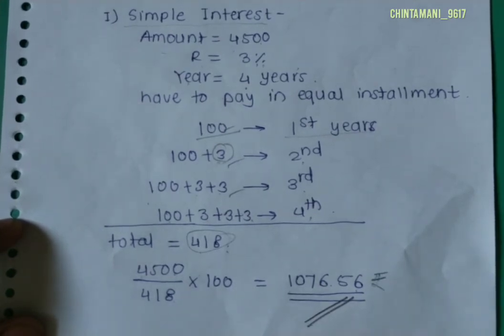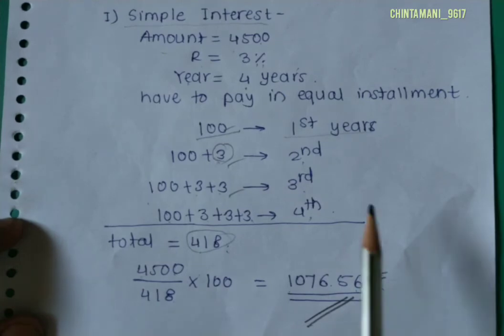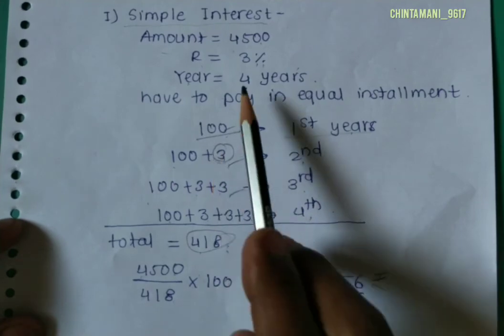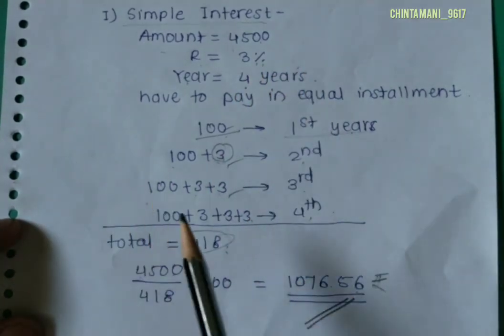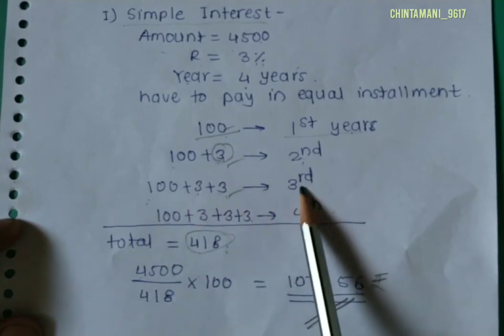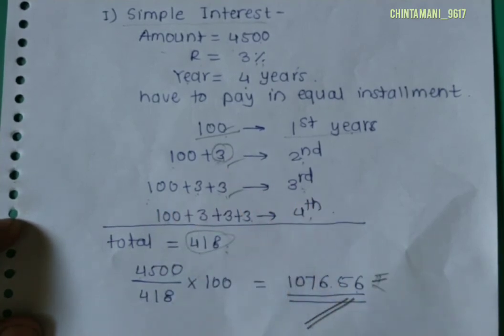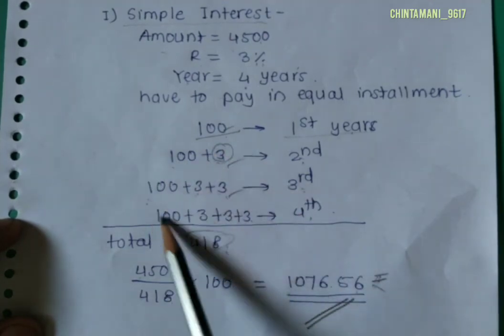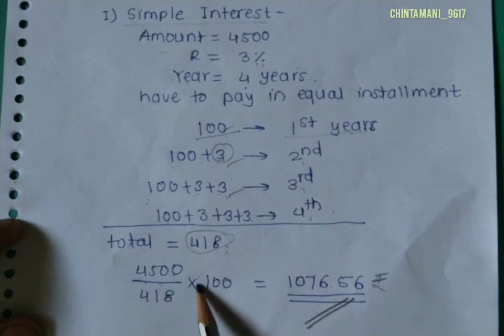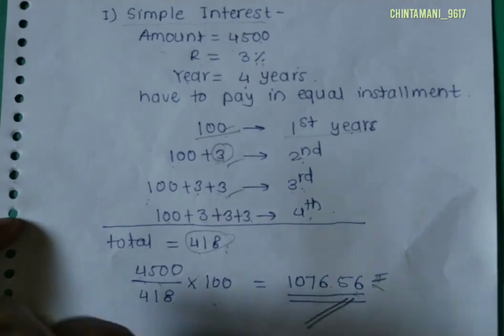As simple as that, without wasting time. Just use this trick every time. If you are given 5,000 or 10,000, it doesn't matter. Just take 100 for the first year, 100 plus rate for the second. What is the rate? 3%, 2%, 10%, doesn't matter. 100 plus the given rate for the second, 100 plus rate for the third year, up to the nth year, and just divide the total amount by the given principal and multiply by 100. Your installment is equal.